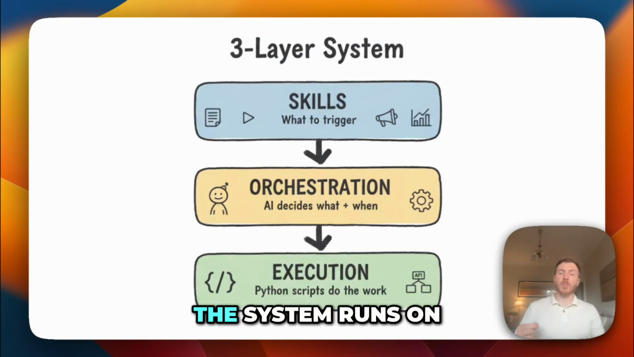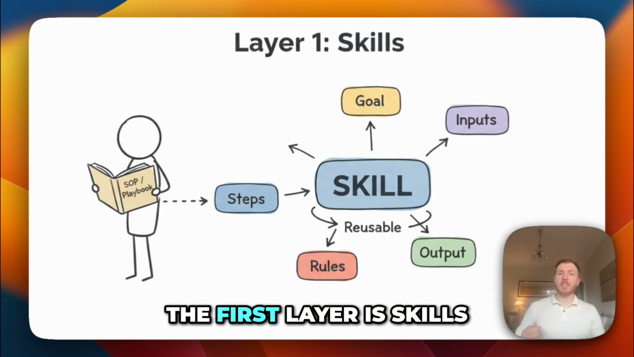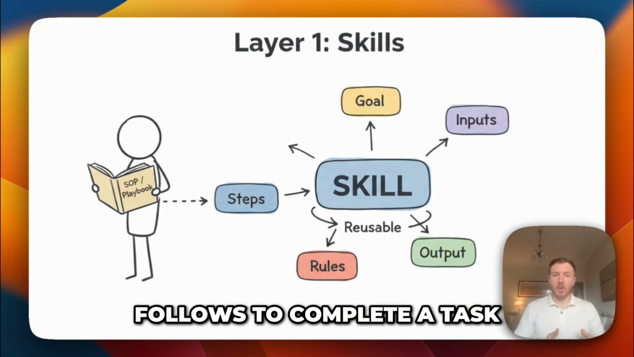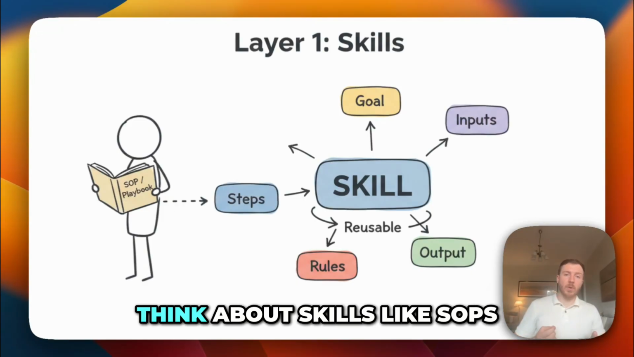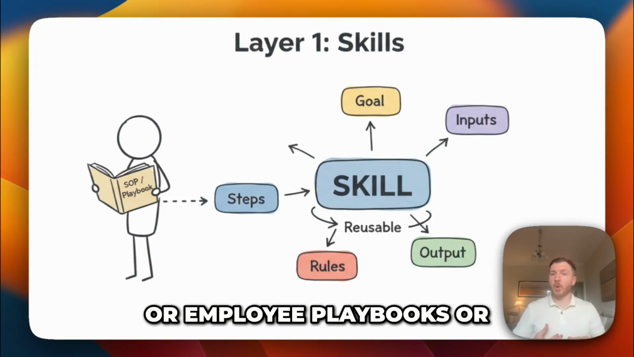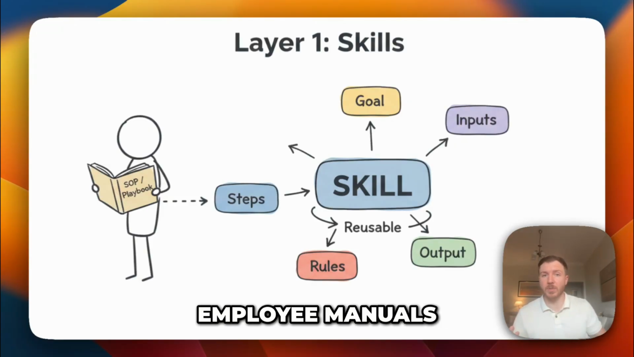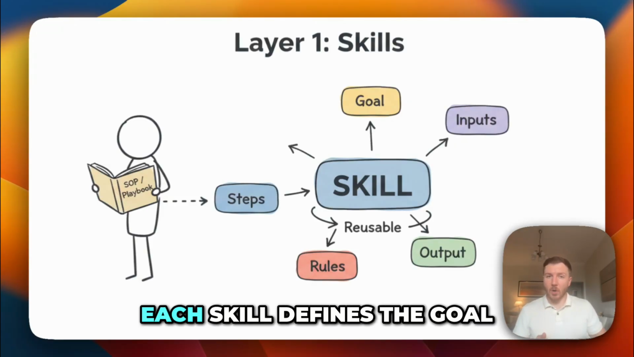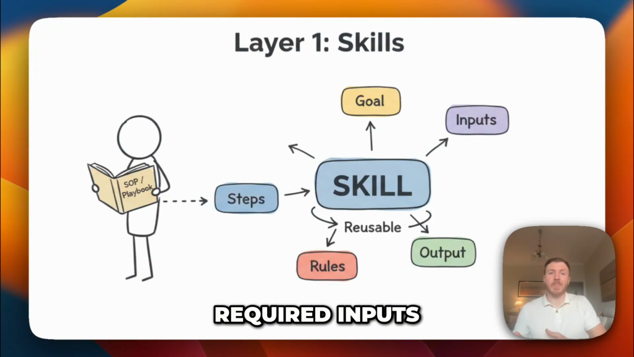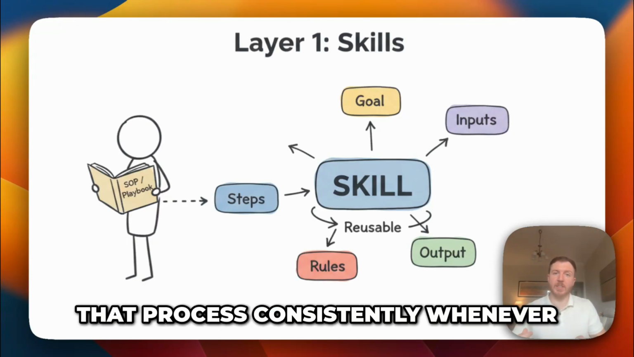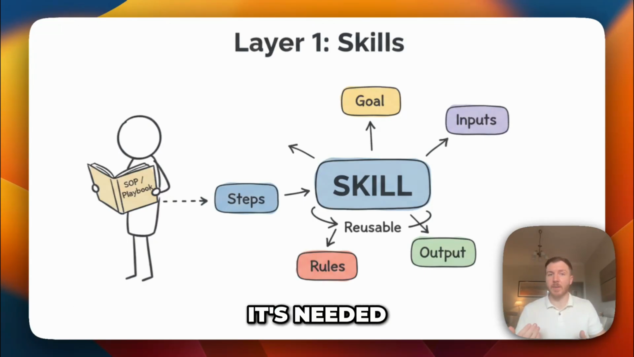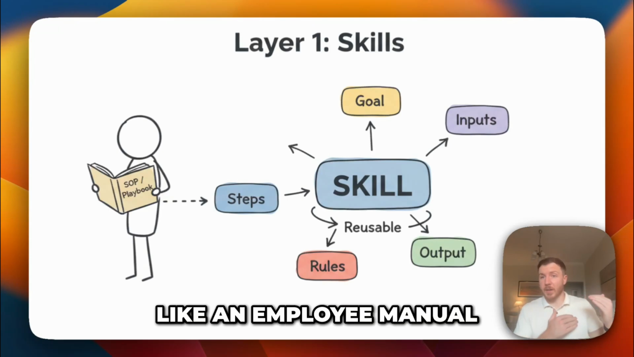The system runs on 3 layers. The first layer is skills. So skills are reusable instructions that the agent follows to complete a task. Think about skills like SOPs, standard operating procedures, or employee playbooks or employee manuals. Each skill defines the goal, required inputs, the steps, the rules, and the expected output. Once written, the agent can run that process consistently whenever it's needed. So essentially follow it like an employee manual.